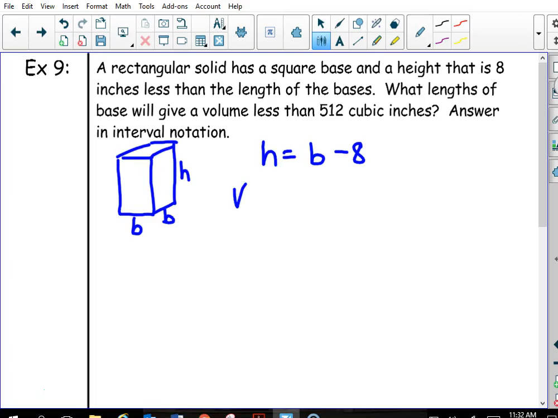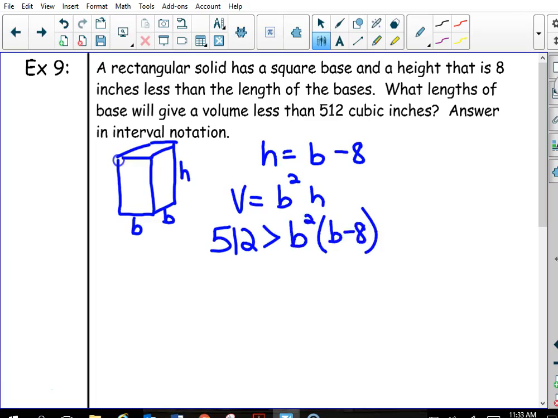Well, the volume needs to be, right, volume is base squared times height, but they're saying that the volume needs to be less than 512. So our volume on the right-hand side needs to be less than 512. And remember, height is base minus 8, so base squared times b minus 8. And we're going to leave it in factored form because it's much easier to figure out your interval.